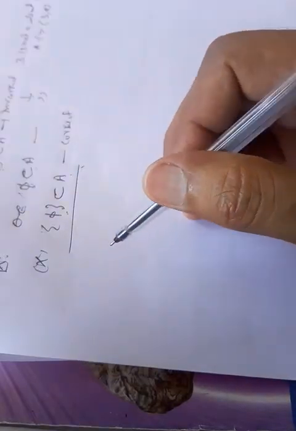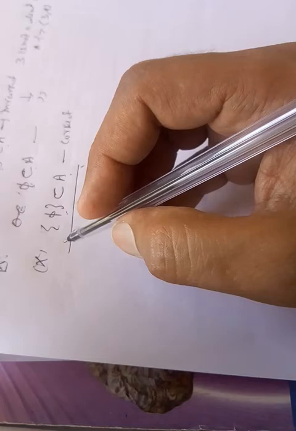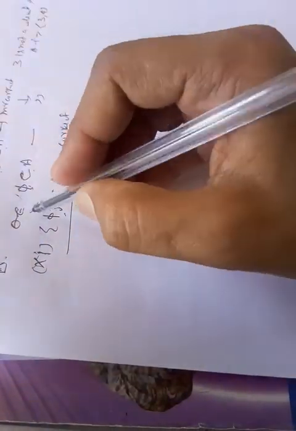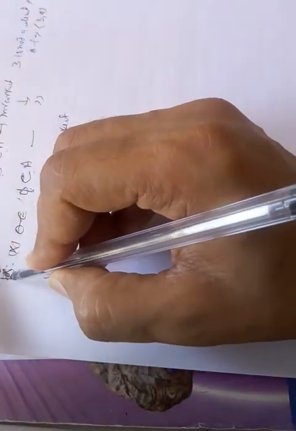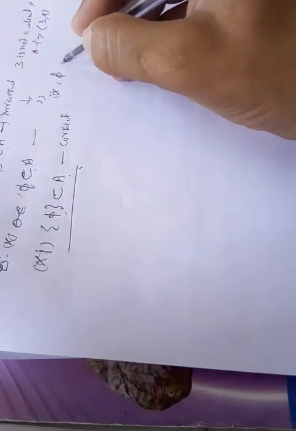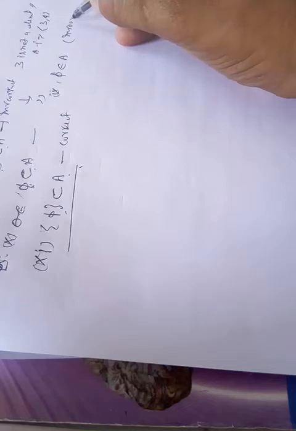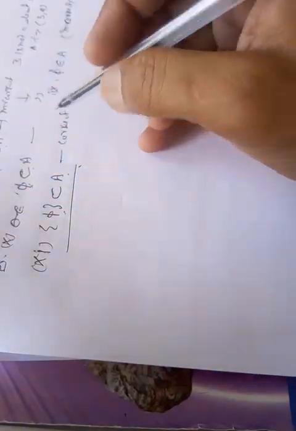Clear? And 11th, this is 11th. And 10th, this is 10th. Okay, you are confused on this side. This 9th, 5 belongs to A, false, incorrect, because 5 is not a given element in A.